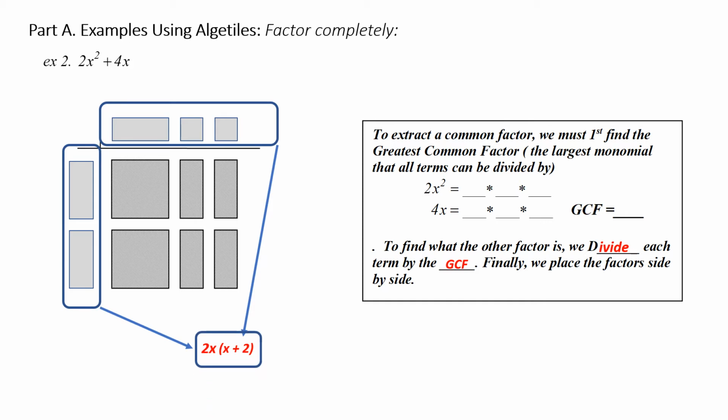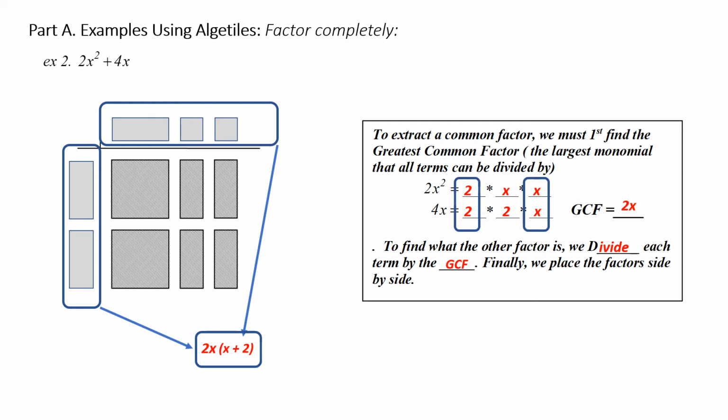Now, how do we do this using algebra? Well, 2x squared can be broken down to 2 times x times x. 4x, what multiplies to give me 4? That would be 2 times 2, and then I've got the x. So what do we have in common? We have a 2, and we have an x, giving us a greatest common factor of 2x. To find the other factor, again, I would divide by the greatest common factor.